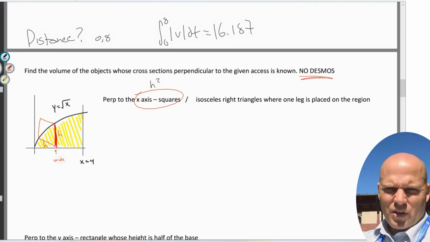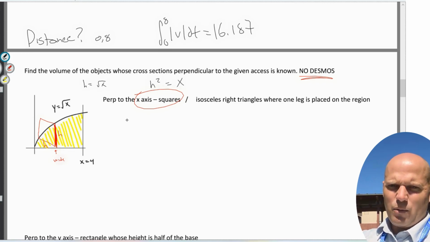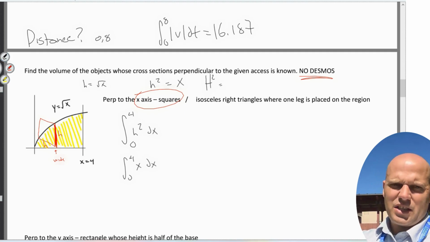We're good. So if h is root x, h squared is x. I want to sum up my h squareds from 0 to 4. If I do that, I'll sum up my x's from 0 to 4. To do this without a calculator, you need super h squared. Maybe you could say this is your area.